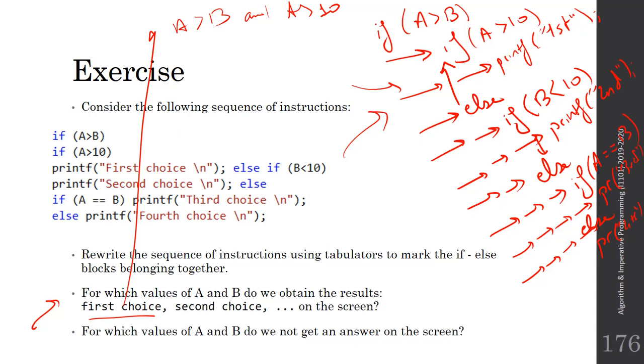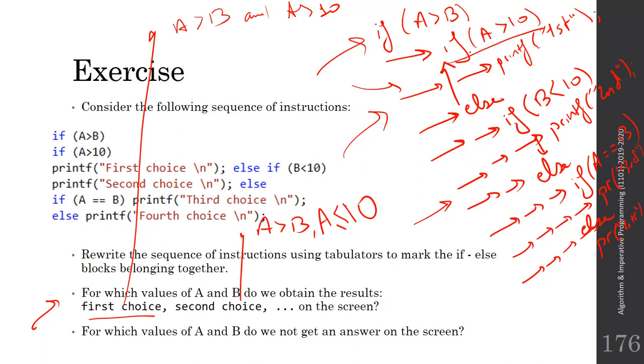So let's move to the second choice. What does it mean, second choice? So second choice is here. Second choice is in the else part of the second if, but it's inside the positive part of the first if. So obviously A should be greater than B in order to execute the positive part of the if. However, the second printf is in the else part of this one. So to be in this one, it means that this condition should be false. What's the negation of A greater than 10? It means A should be less or equal to 10.